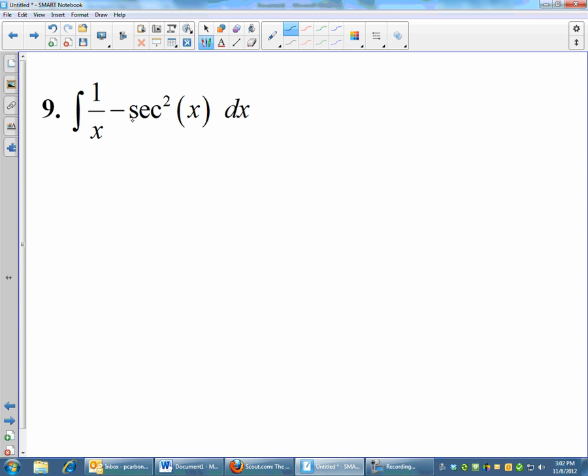Let's see, number 9, 1 over x minus secant squared. Now, secant squared should be easy, easy, easy. Why should secant squared be so easy? Anybody? That's because you recognize that as the derivative of tangent x, right? Didn't you learn your trig derivatives? So secant squared is the derivative of tangent x, so that one's easy.